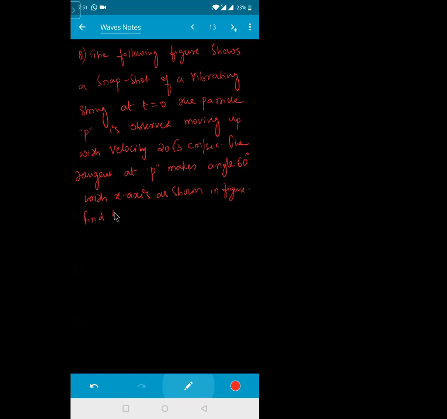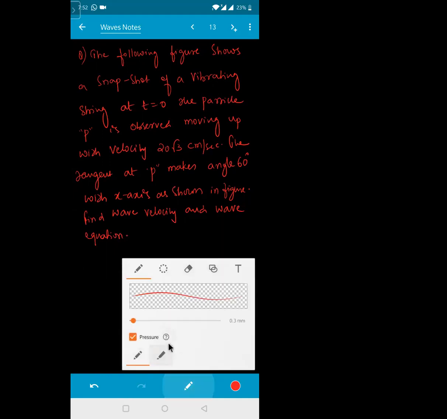Find wave velocity and wave equation. This is the question. I'm drawing the diagram for this one.